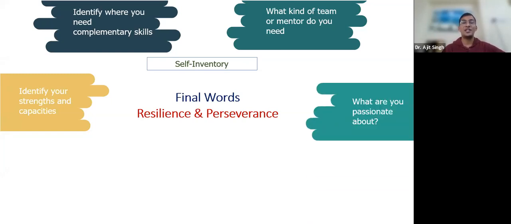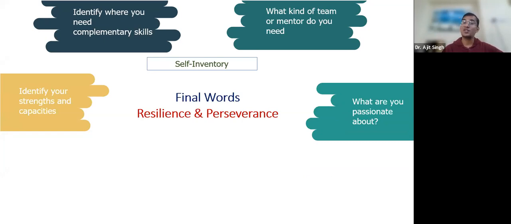And what exactly you are passionate about, what you want to do. It's not something you don't want to do and you're just doing by force. If you want to do it, do it with the heart. Don't do it by force. What are you passionate about?